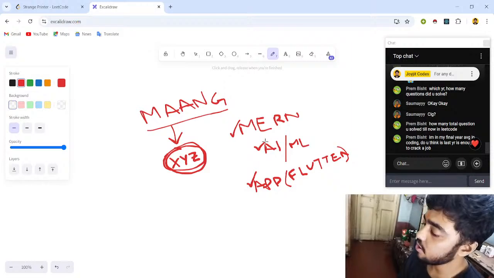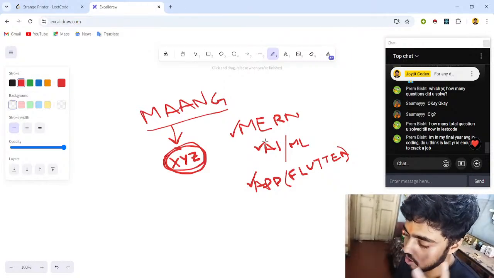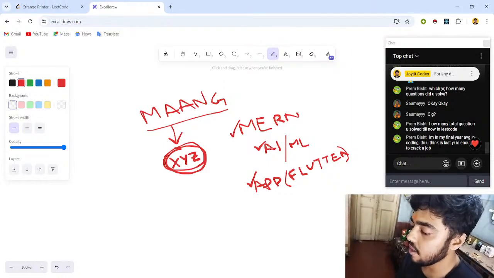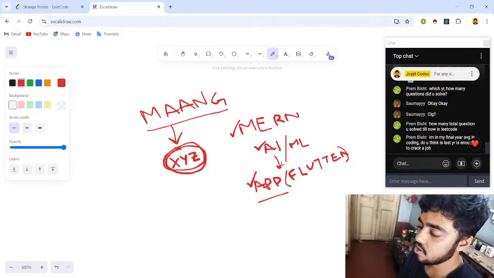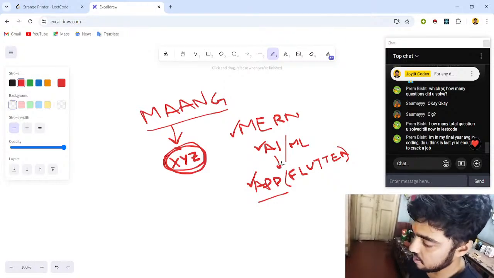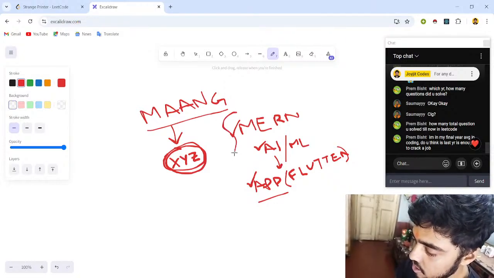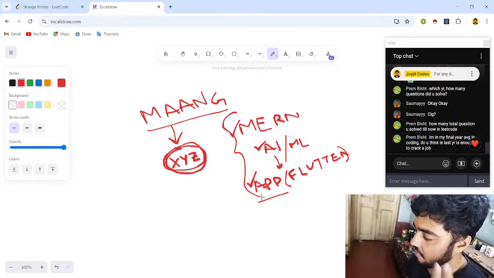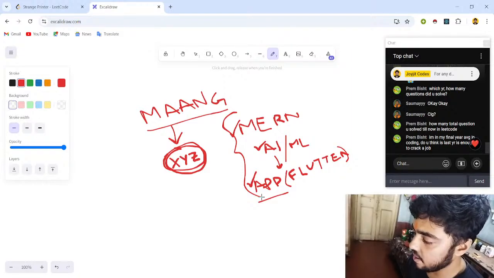And AIML, I don't know much. I have almost near to zero knowledge about AIML. But since the app that I developed had a backend in AIML, I got a basic knowledge about what AIML is. So if you know these three things, this is more than enough. Just knowing a little bit of these three things is more than enough to crack an interview. I mean, to crack a normal job.